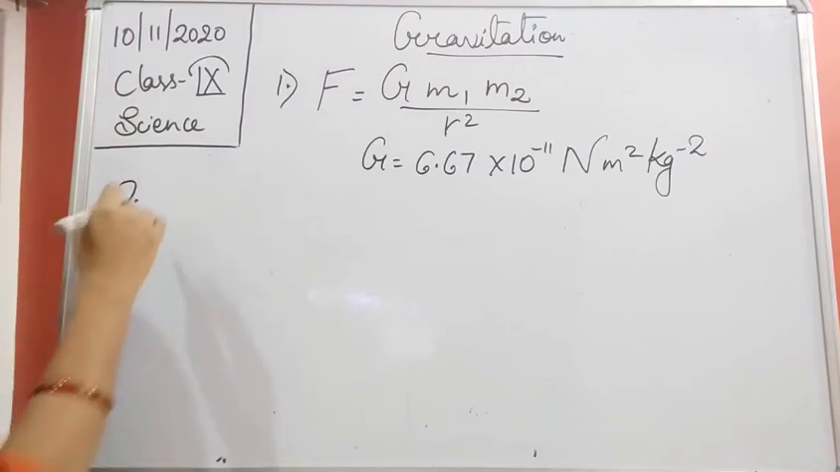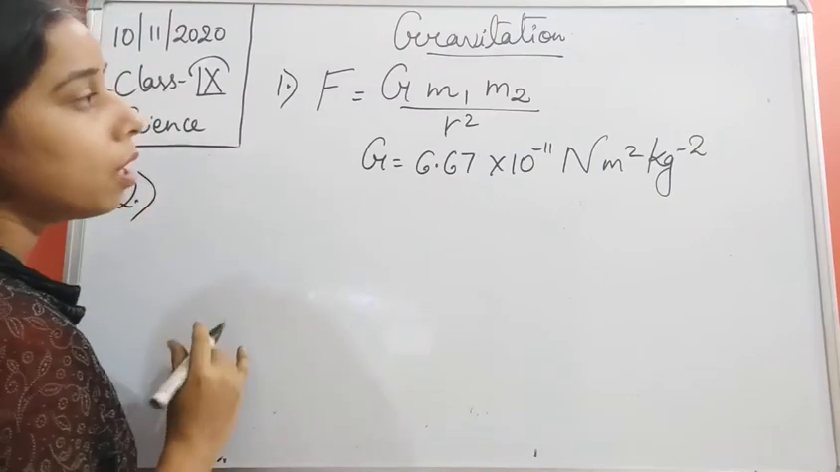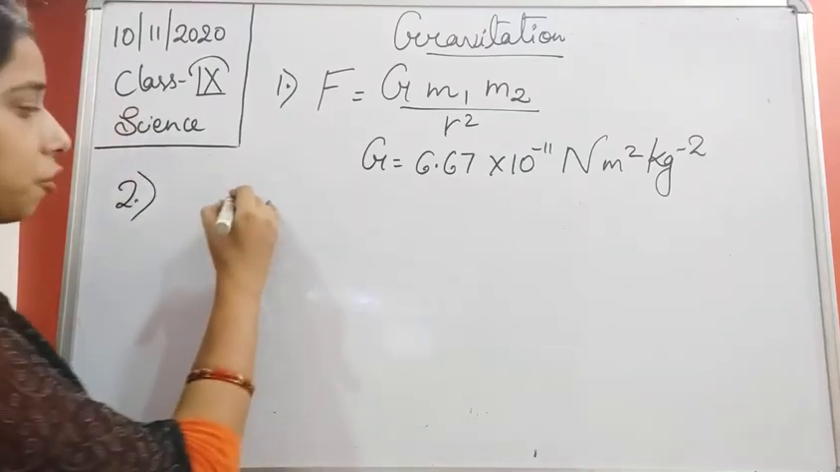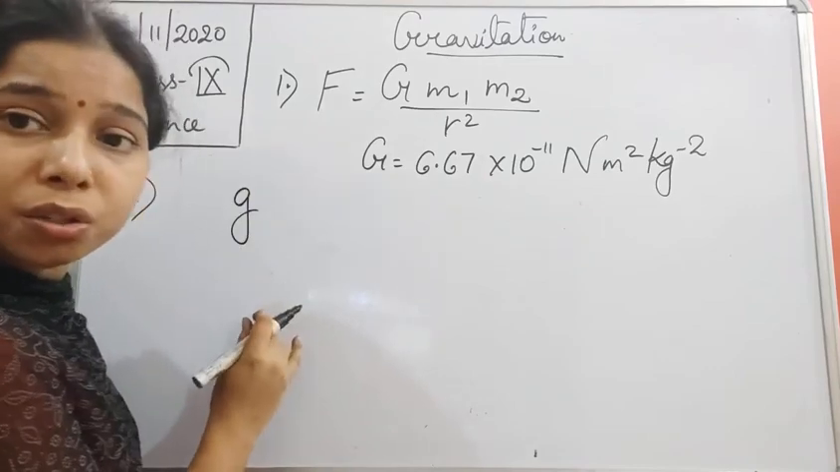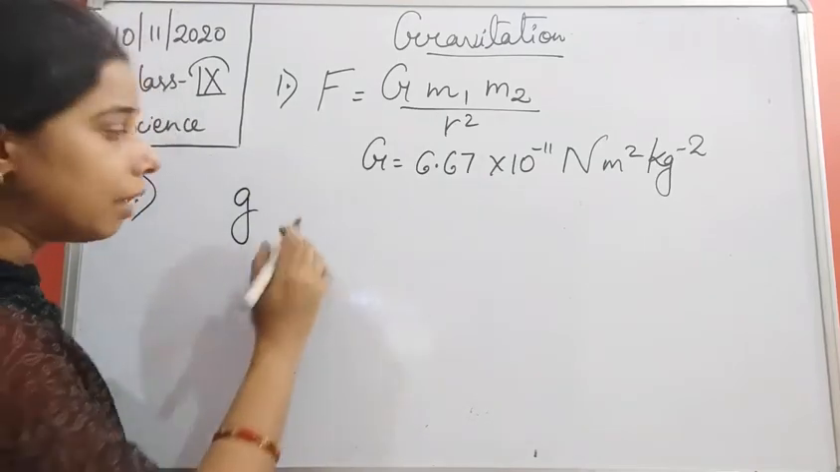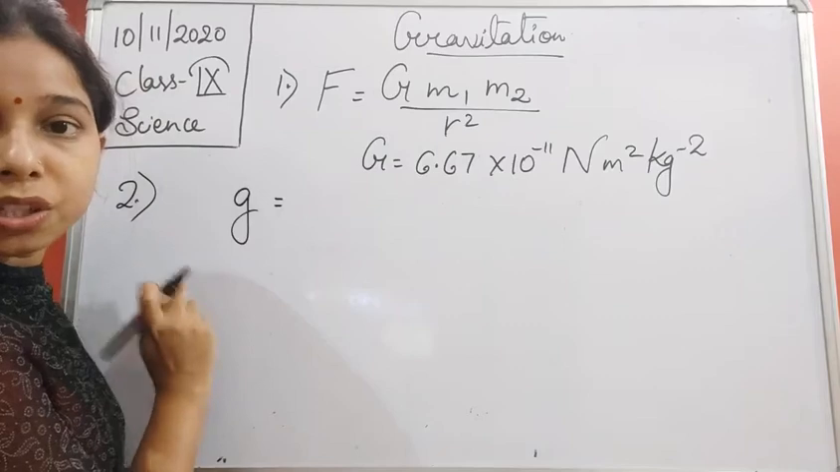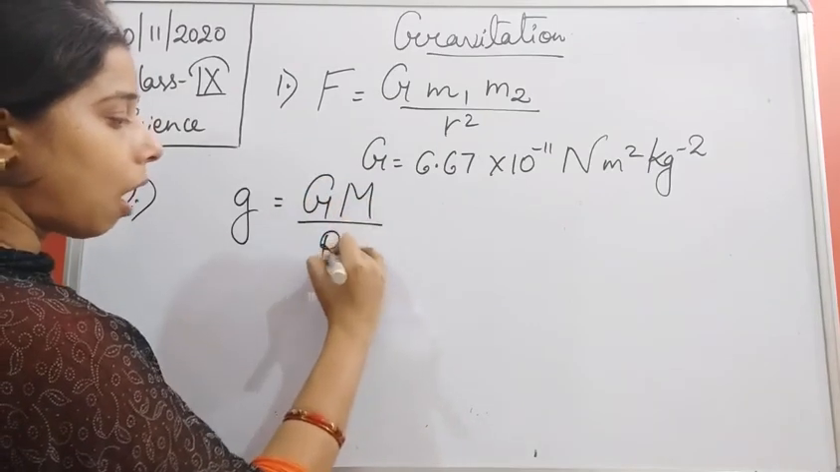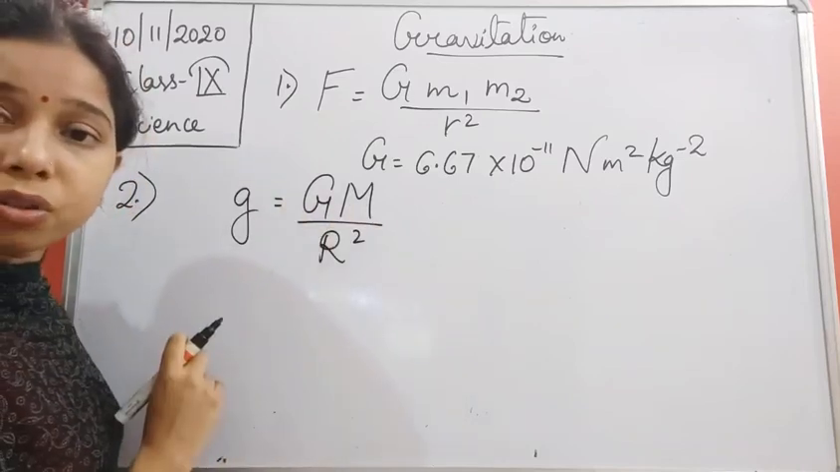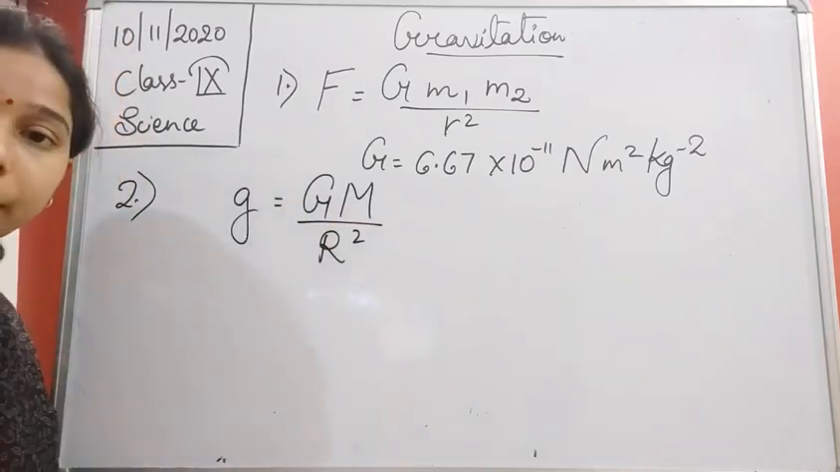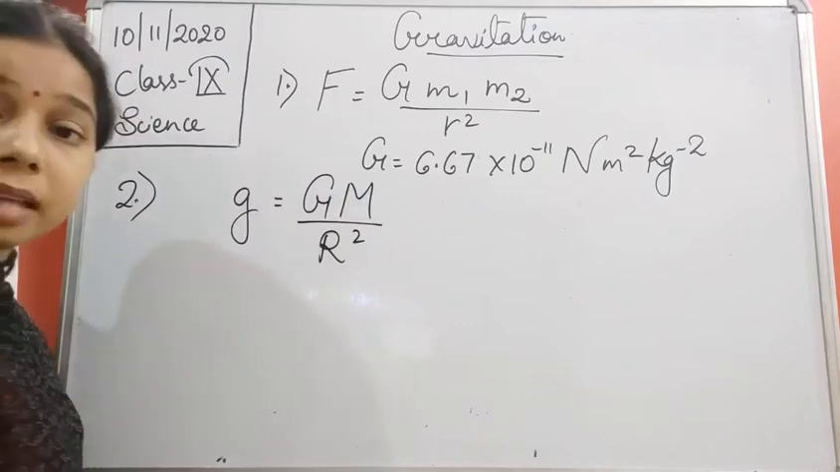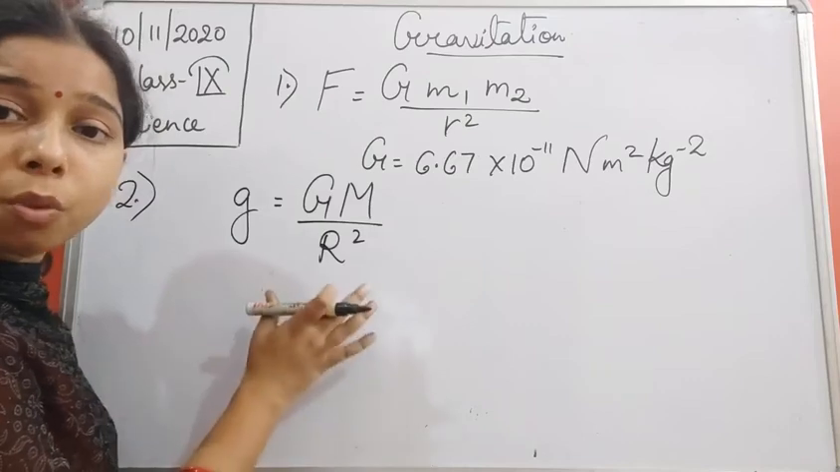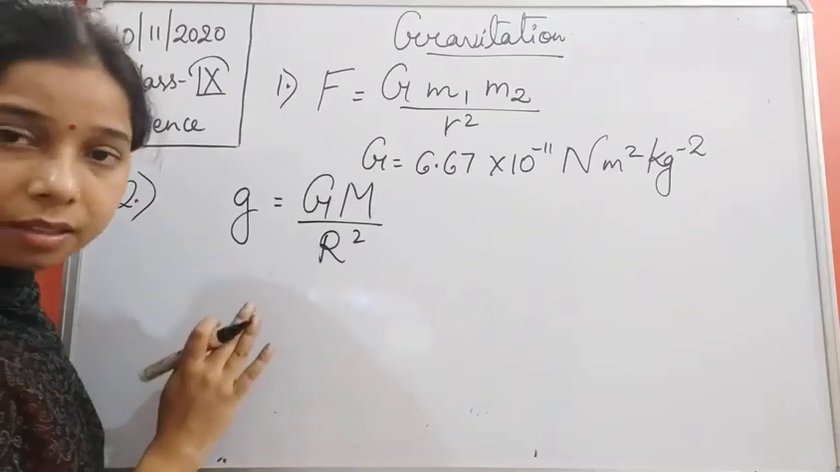If we talk about the second one, that was the relationship between the acceleration due to gravity, small g, and capital G. So small g is equal to capital G m upon r square. I told you many times, students, that even in the question, the relationship between small g and capital G can be asked.